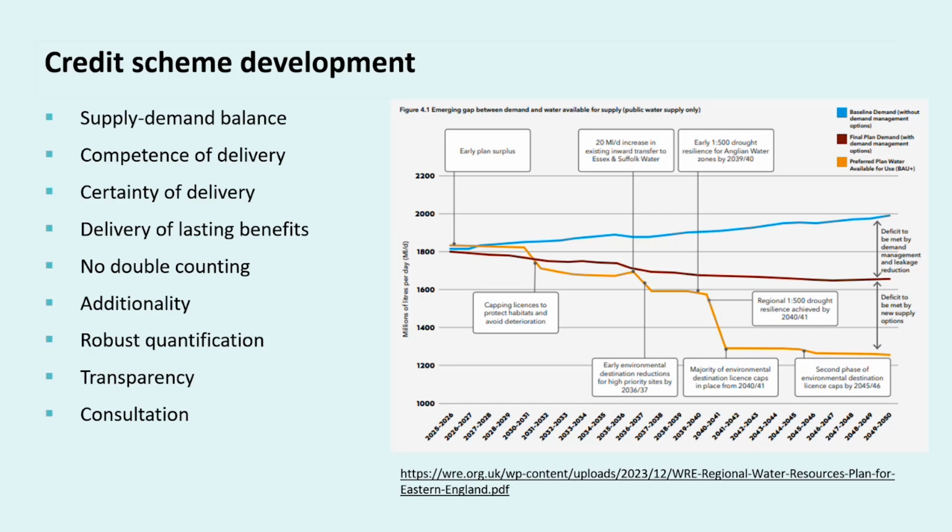So for example, if you are considering a scheme where you pay for water efficiency retrofits of business properties, it's important to establish that they wouldn't otherwise have been undertaken or wouldn't otherwise be required for compliance with regulatory requirements. As credits underpin new development, robust quantification is really essential.